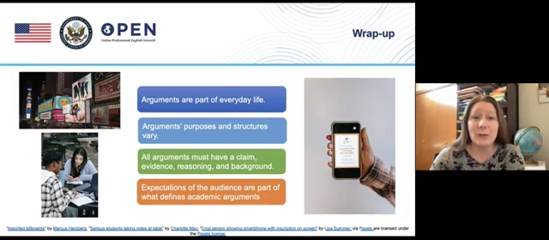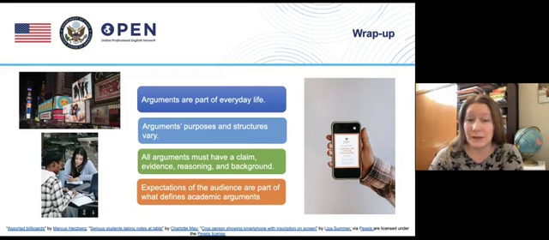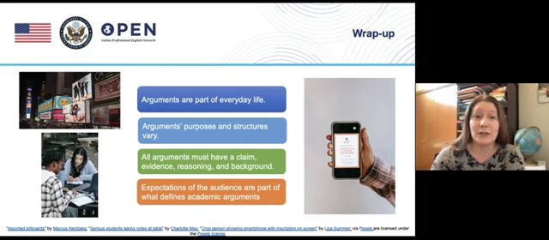In conclusion, remember that our everyday life is full of arguments. Academic arguments can have different purposes and will use different structures depending on the field of study or type of argument being made. As you continue to learn more about argument writing, keep in mind that all arguments must have a central claim, supported by evidence, with reasoning for how it is true, and background for why it matters. Finally, academic arguments can be defined by the expectations of the readers, who are critical thinkers that will question the text. Even if they agree with the claim, they will still want credibility and formally cited evidence.